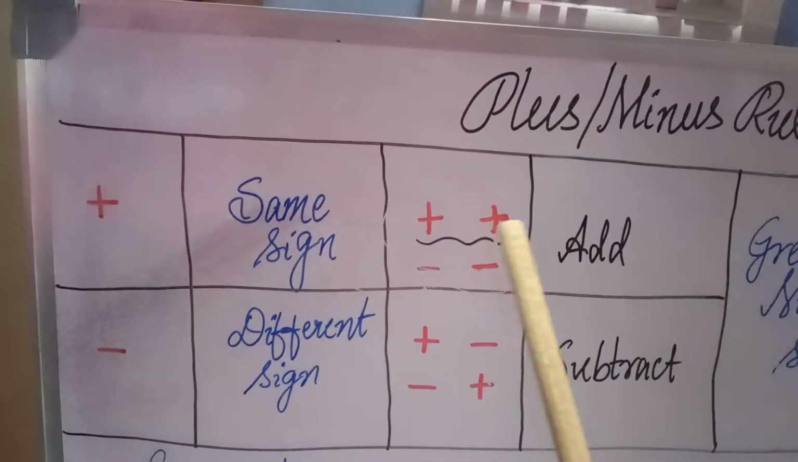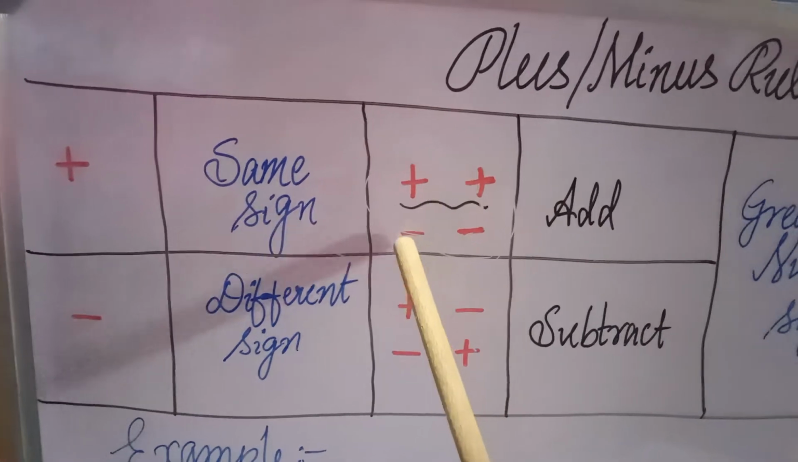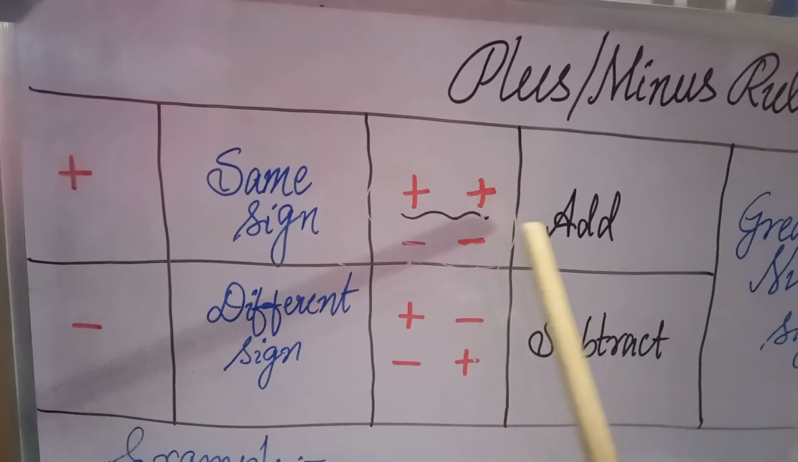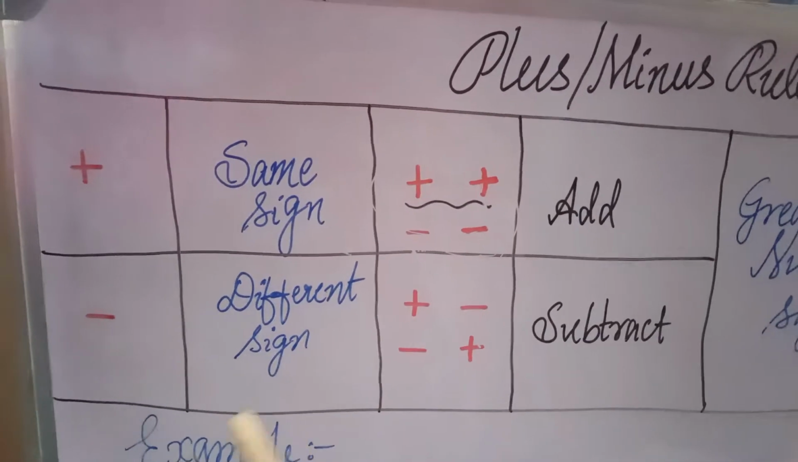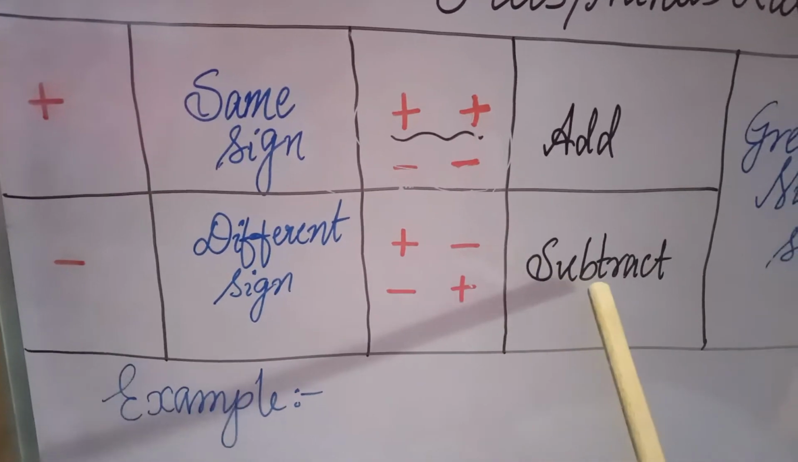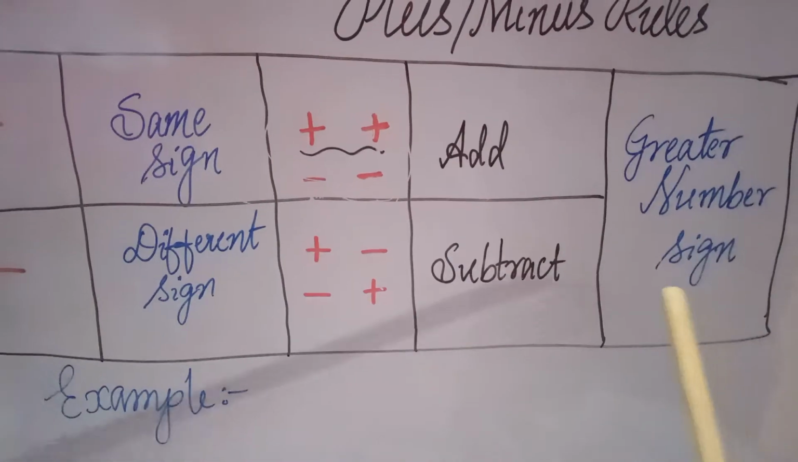The only thing you have to remember is that when you have the same sign, add them. Whether it is negative or positive, if there is the same sign, again we are going to add them. Next, coming to different signs. When you have one plus and one minus, always remember that you have to subtract and then give the greater number's sign.